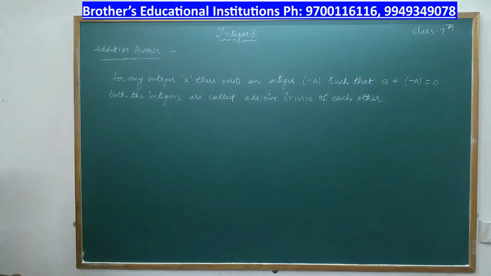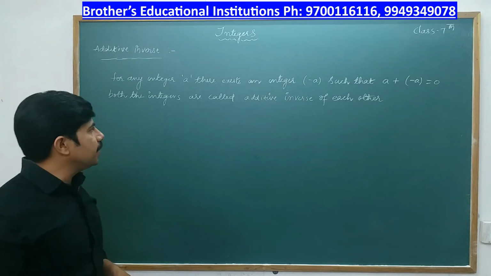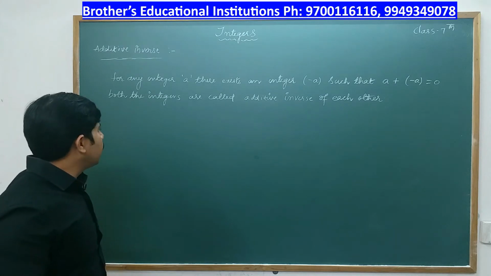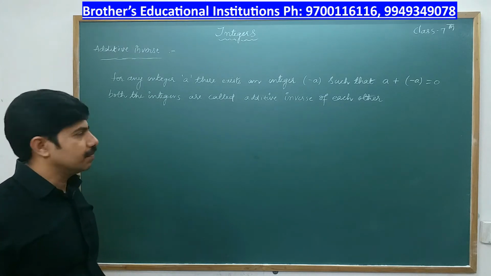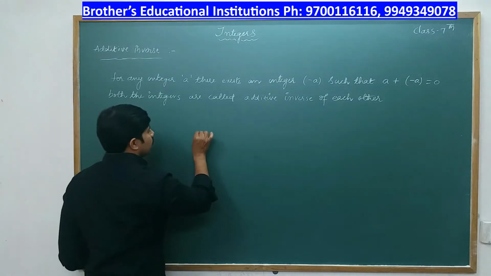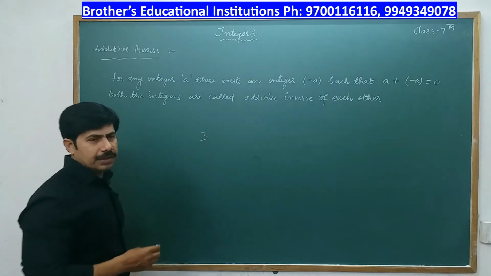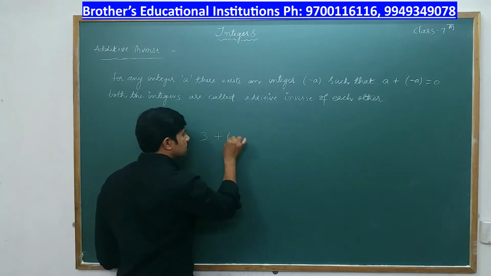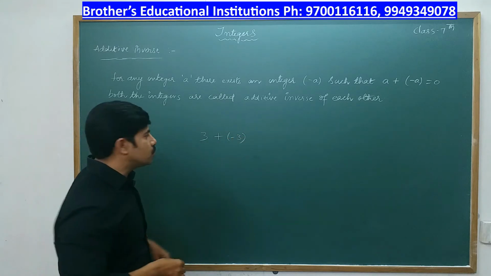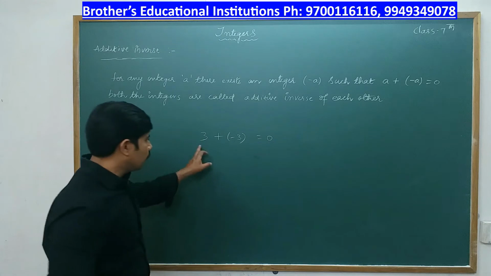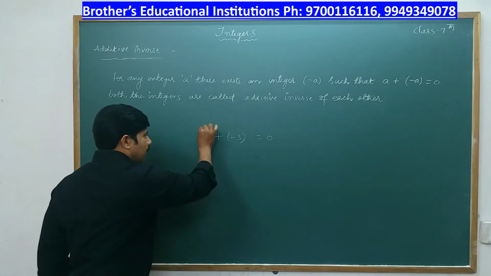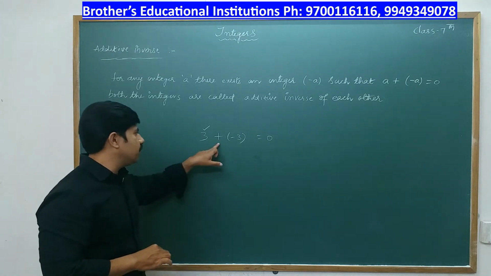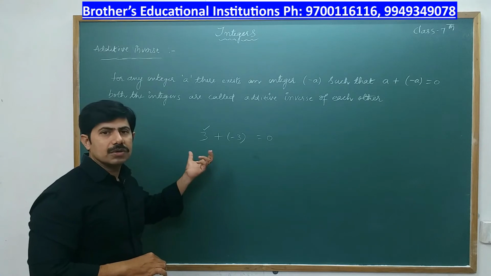Next is additive inverse. For any integer a, there exists an integer minus a such that a plus (minus a) is equal to 0. Then both the integers are additive inverse of each other. Suppose you take a number 3. What is the additive inverse of 3? The additive inverse of 3 is minus 3, because the sum of the two numbers should be 0. So it is equal to 0.